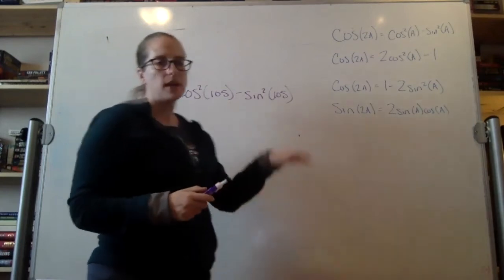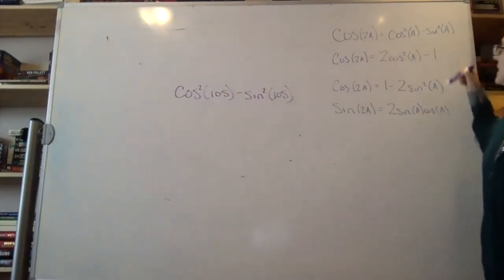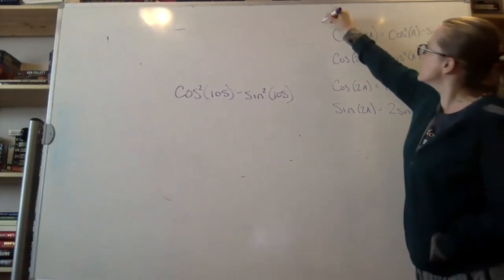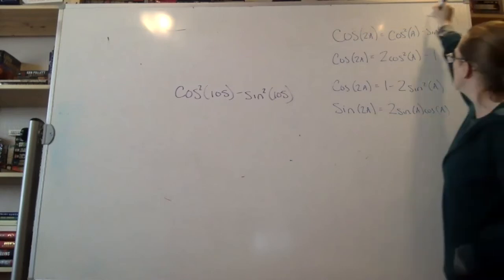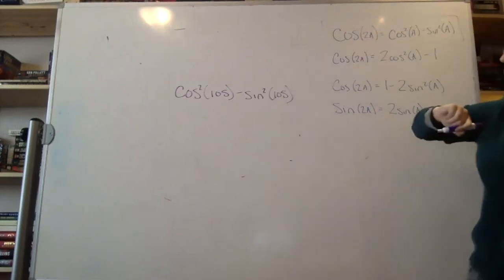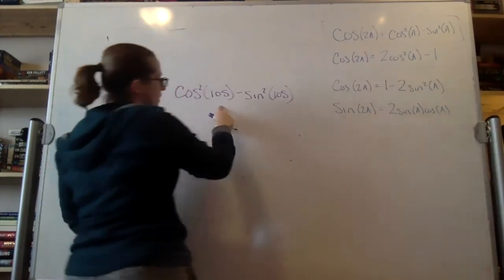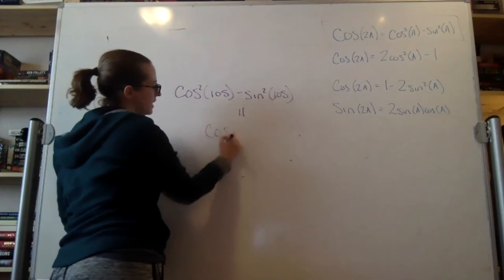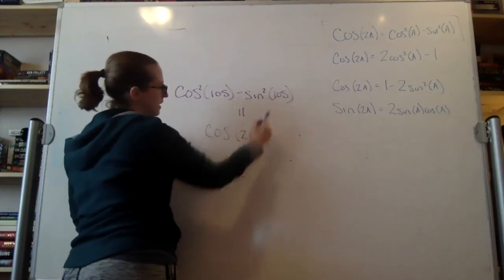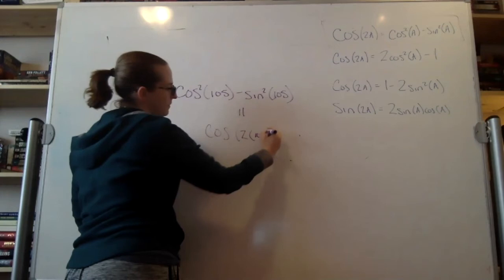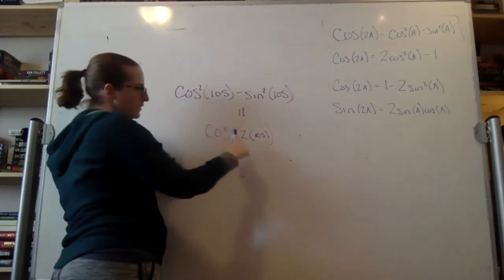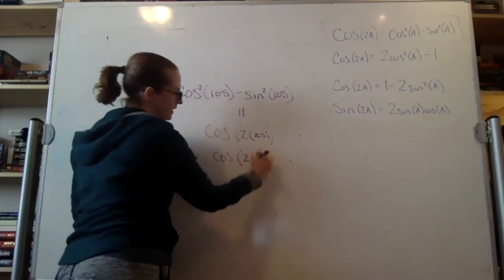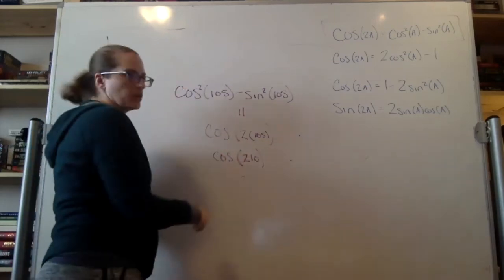Looking over here at our double angle identities, we have one that involves cosine squared minus sine squared. We're going to use this version of our double angle identity. So cosine squared of 105 minus sine squared of 105 is going to equal cosine of twice our original angle, 105. So this is equal to cosine of 2 times 105, which is cosine of 210. 2 times 105 is 210.